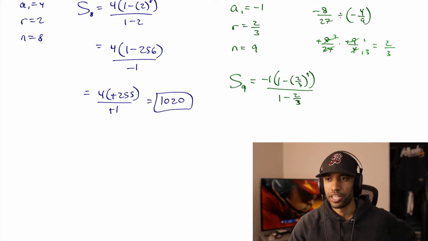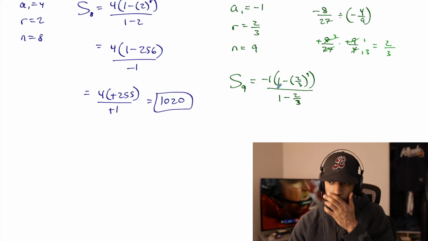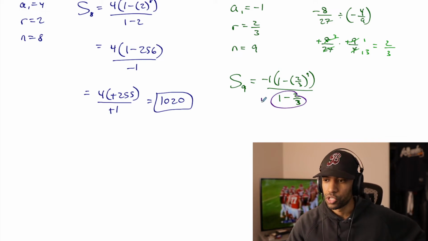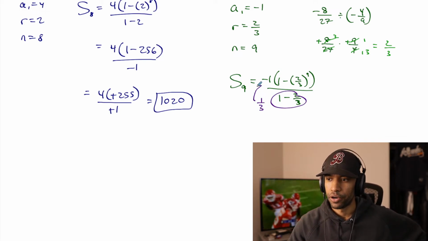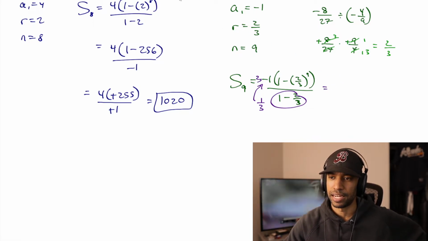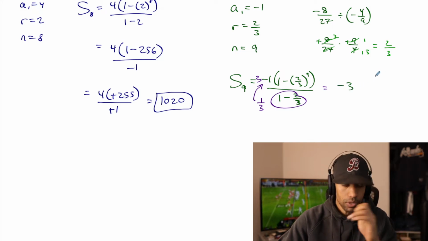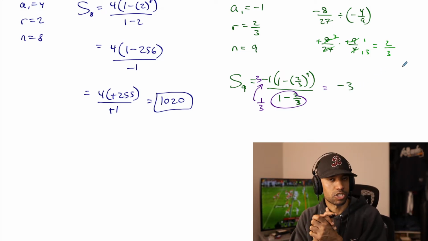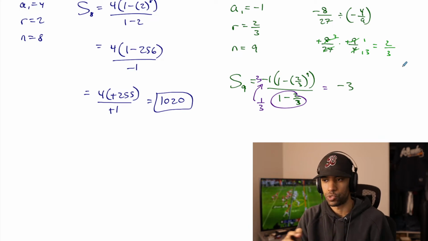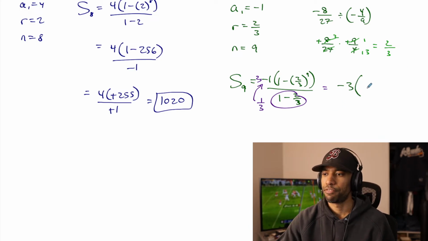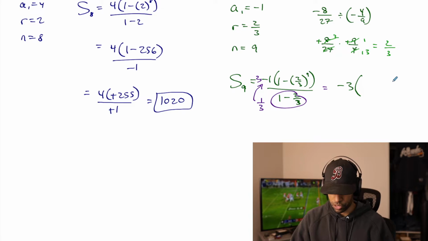All right, a couple things I can clean up before I really go to work here. 1 minus 2/3 is 1/3. Dividing by 1/3 is the same as multiplying by 3. If I multiply negative 1 by 3, I get negative 3. So that works in my favor there. Again, you can go straight to the calculator, but you'll be approximating a decimal. I'm going to first go with the exact one before I do anything else. Negative 3 times 1 minus 2/3 to the 9th power.